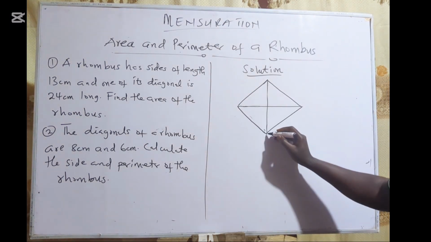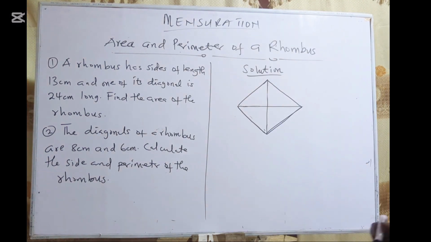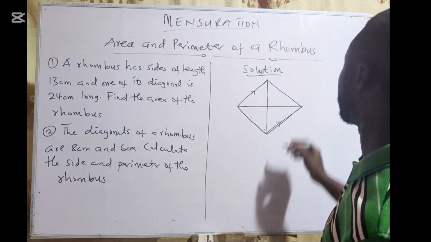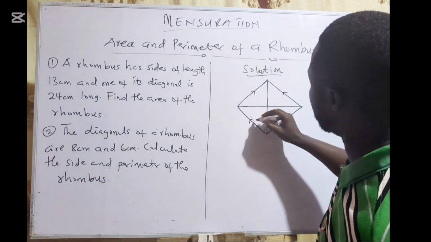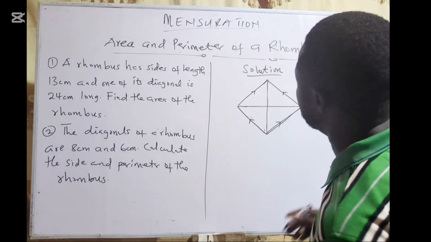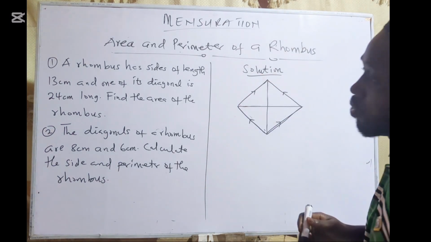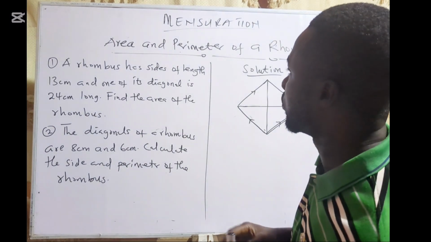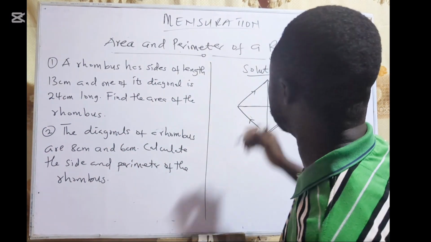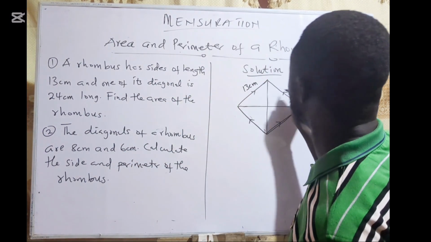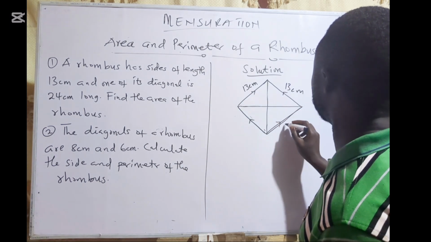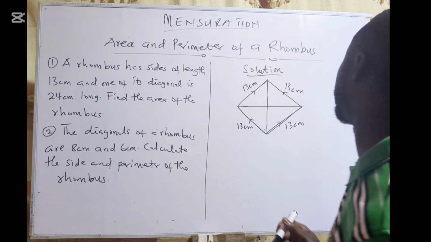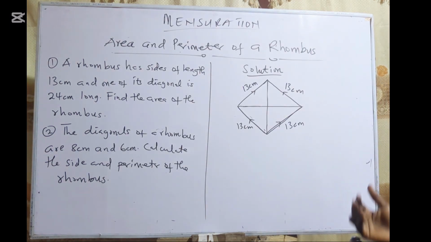So we can draw our rhombus as this, where this side is parallel to this side, and this side is also parallel to this side. So these are the parallel sides and equal sides, and all the sides of a rhombus are the same. So the rhombus has sides of length 13 centimeters each. That's a property of what a rhombus is.